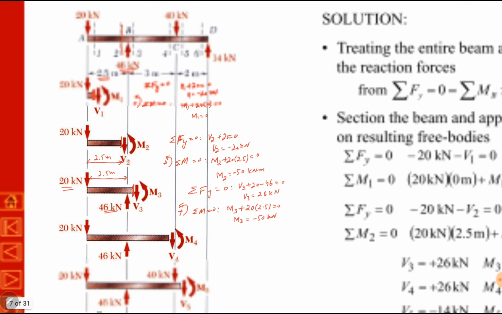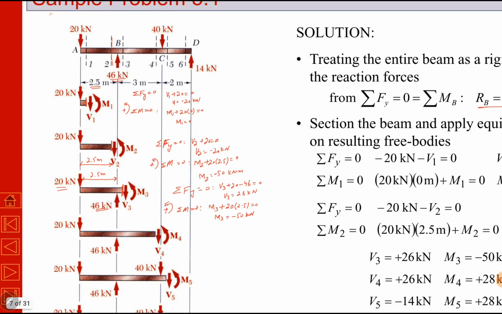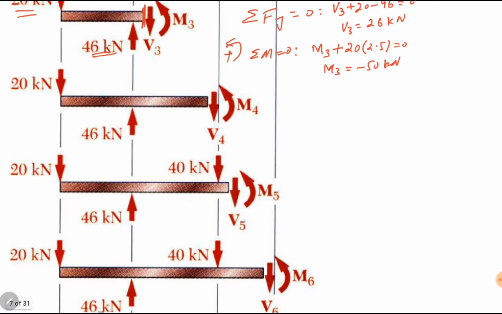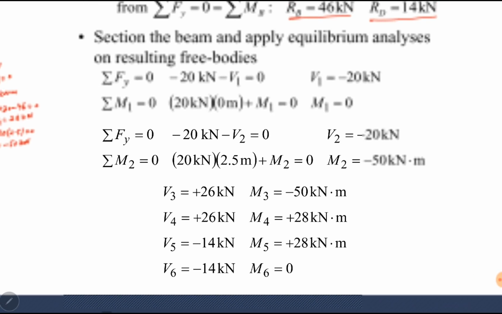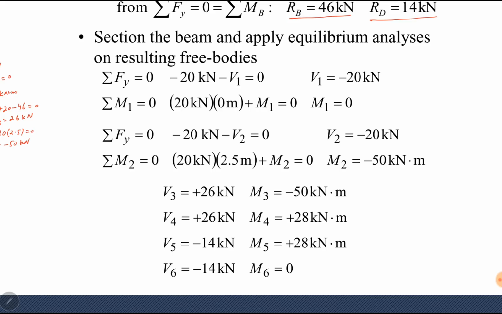Similarly, if we section the beam at 4, 5 and 6 and we draw the free body diagrams in the same fashion, we have V4, M4, V5, M5, V6 and M6. Similarly, you can use summation of forces equal to 0 to find forces V4, V5 and V6, and summation of moments to find moments M4, M5 and M6. So here everything has been done. You can see the calculations. V1 is minus 20 kilonewton, M1 is 0, V2 is minus 20 kilonewton, M2 is minus 50, V3 is 26 kilonewton, M3 is minus 50, V4, V5, V6, M4, M5 and M6. All the numerical values are given to us. Now we can draw the diagrams.